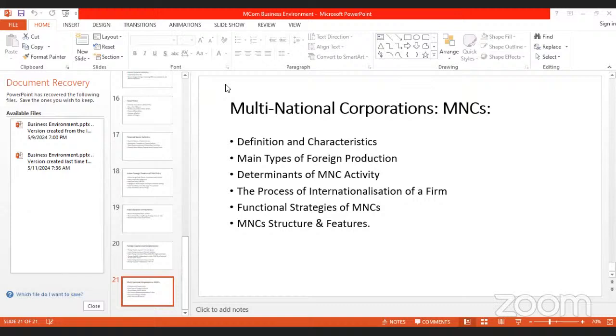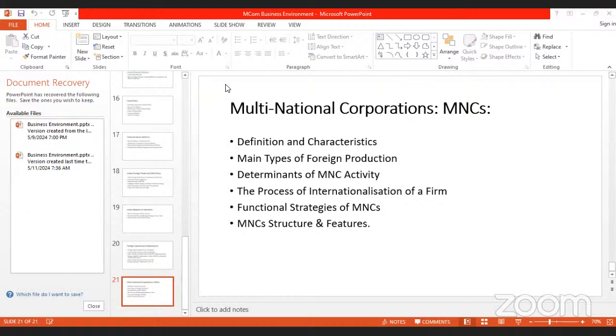The next topic under this, we have the process of internationalization of a firm. So the first step for this is domestic focus. That is the initial stage where the firm focuses on the local market and builds its capabilities. Next step is exporting. So selling products to foreign markets through agents or distributors is exporting. Next is licensing and franchising. So allowing foreign firms to produce or sell products, earning royalties without direct involvement. That is licensing and franchising.